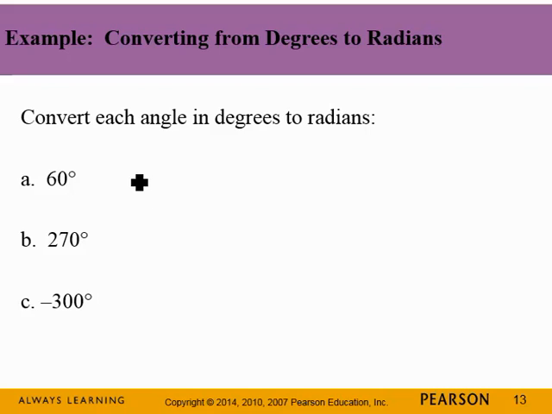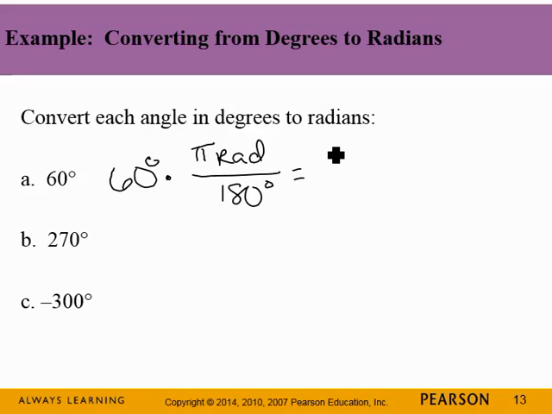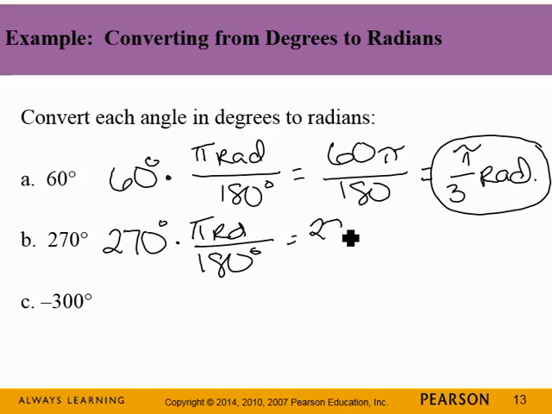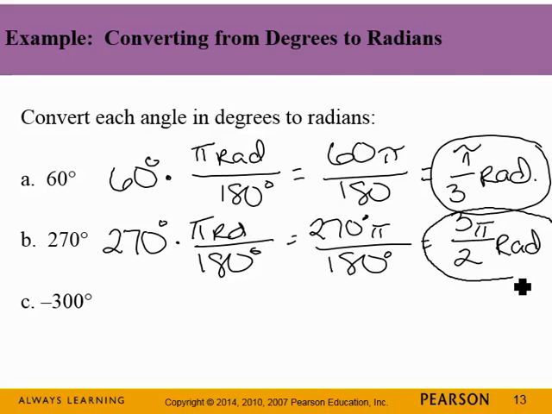So if I have 60 degrees and I'm converting that into radians, you need 60 times pi radians over 180 degrees. So I have 60 pi over 180. That should give you pi over 3 radians. Do the same thing with 270: 270 degrees times pi radians over 180 degrees. You should have 3 pi over 2 radians.